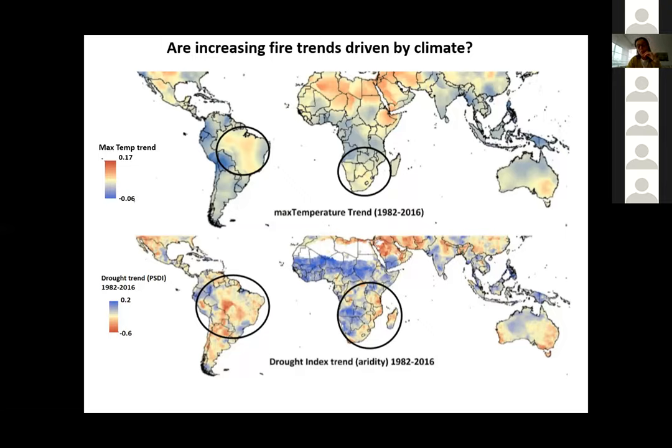And what we see on the lower panel is the Palmer Drought Severity Index for 82 to 2016. So this is a trend. And on the upper one, you have also a trend of maximum temperature from the same period. And you can see the aridity is increasing in Latin America almost everywhere, but it is affecting these areas that have these dry ecosystems. And in Africa, it's affecting the eastern Miombo sites. And in Australia, it's affecting part of these eastern sites that were so fire affected last year.